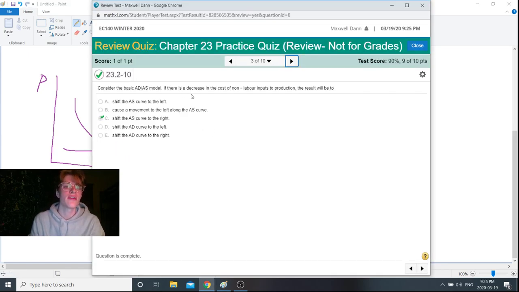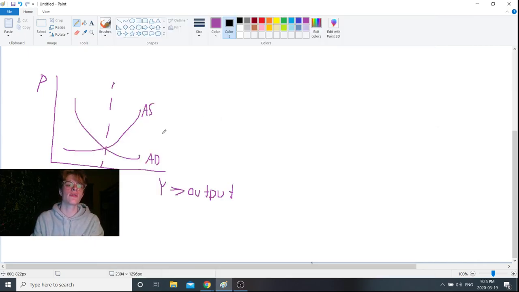Remembering that Y is equivalent to saying output. So there is a decrease in the cost of non-labor inputs to production. What that means is we can produce more at a given price level. So if this is our price level, we can say now we can produce more. What that means is our AS curve has shifted to the right, because now this is our old level of output. Sorry, I don't know why this is so slanted, but this is our old level of output. And this is our new level of output.